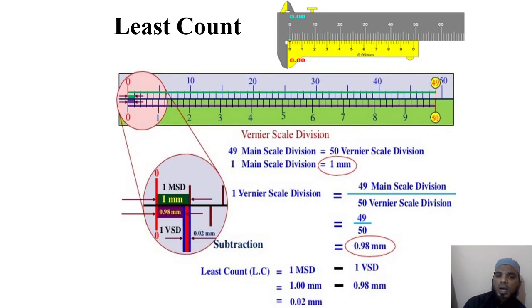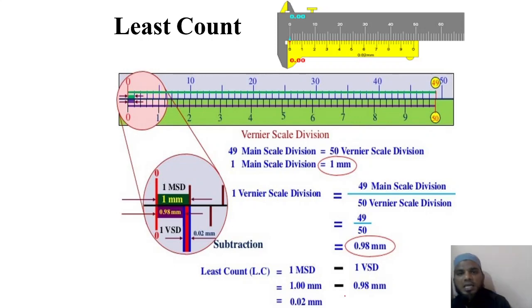So we calculate it this way: we know this is 49 divisions, which is equal to 49 mm, but those 49 mm are divided by these 50 readings. So 49 mm divided by 50 divisions, each value will be 0.98 mm. So this 0.98 mm is the value of each division.